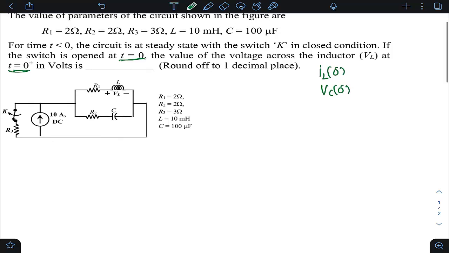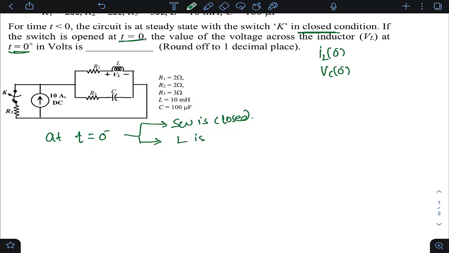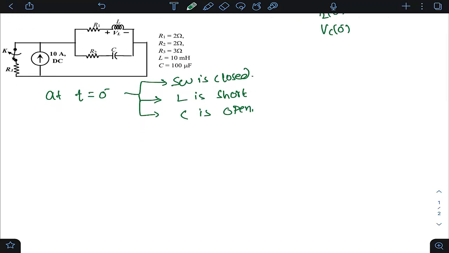Okay. So first of all, at t equal to 0 minus, the network is in steady state, the switch is in the closed condition. So the switch is closed. And you know, for a step input or DC input, if the network is in steady state, the inductor behaves like a short circuit and the capacitor behaves like an open circuit. So considering this, if I draw the circuit, how will the circuit look?